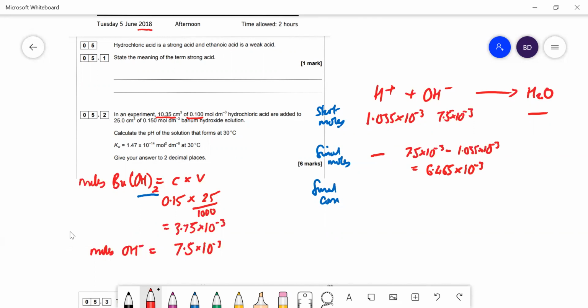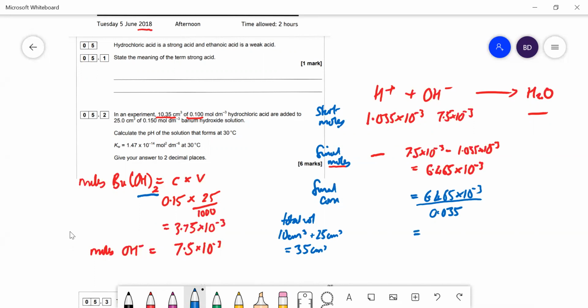Right, now it's important here that we realize this is a number of moles of OH− ion and not concentration. So to find the concentration, we've got to divide that by the volume. So the total volume at the end, well, we added 10 cm³ of hydrochloric acid, and we added 25 of barium hydroxide solution. That's 35 cm³. So the final concentration then is equal to 6.465 times 10 to the minus 3 divided by 35 cm³, which is 0.035 dm³. So that gives us 0.1829 mol per dm³. That's the OH− ion concentration.